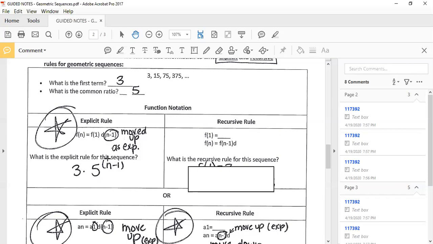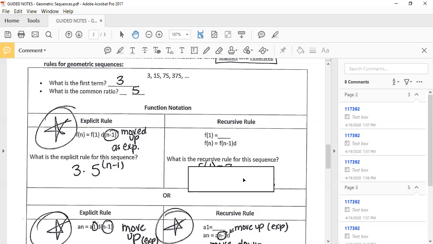So if I'm looking for position 9, I'm going to look at the previous term, which is position 8, right? So 9 minus 1 is 8. So 3 times 5 to the n minus 1 power. That's how you write an explicit rule, okay? Because this is an exponential function. Again, 3 represents the first term or the starting value. 5 represents the common ratio or the rule of the sequence, okay? This should look really familiar to you.